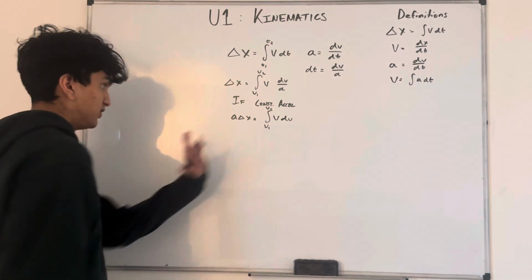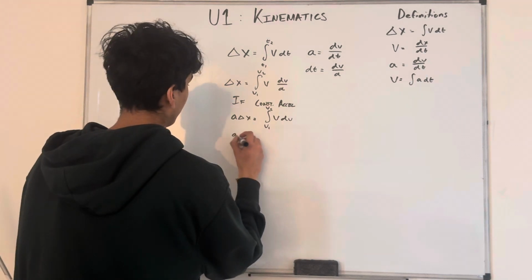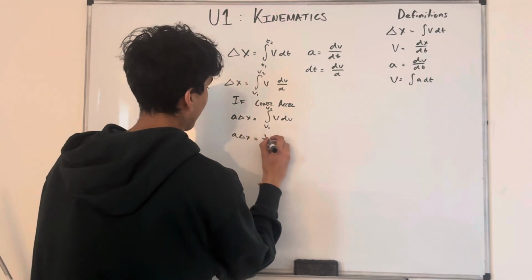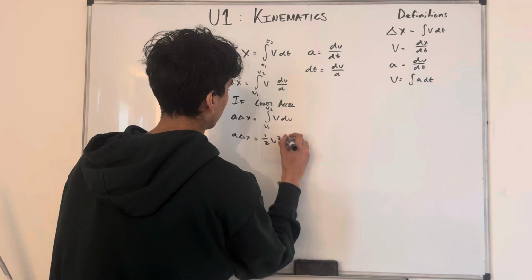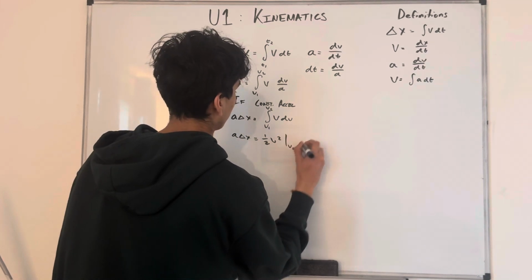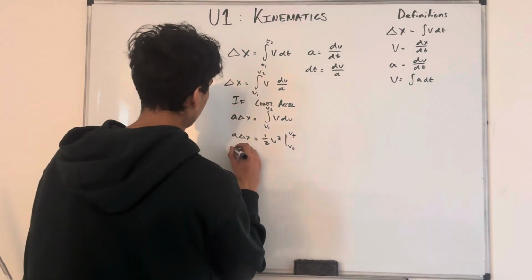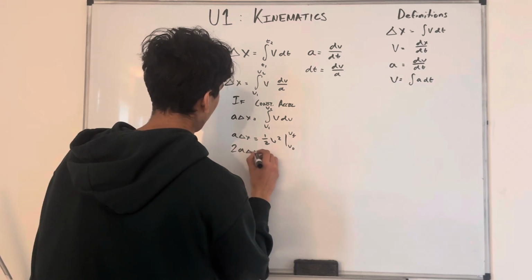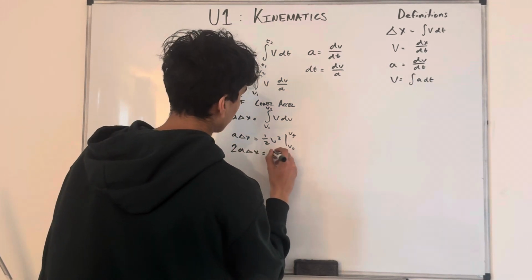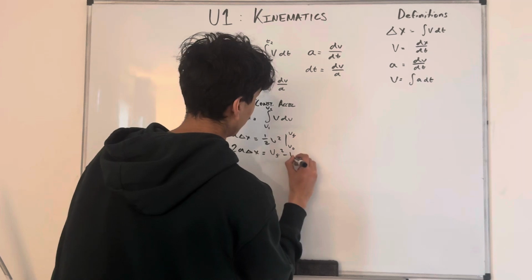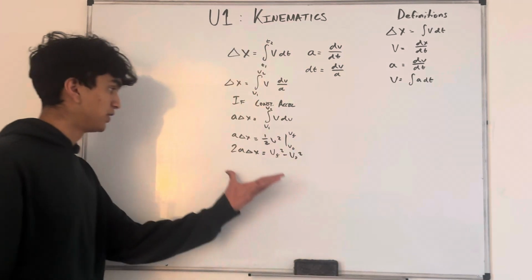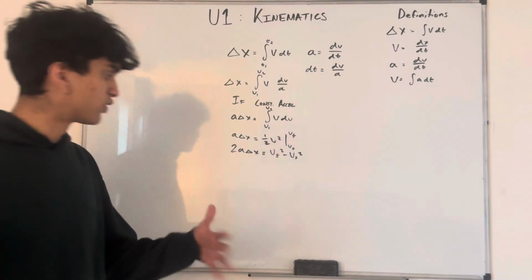And then to take this integral, it's a pretty simple one. It's a times change in x equals 1/2 v squared from v initial to v final really. And you can multiply the two, and you get 2 times a change in x equals v final squared minus v initial squared. So that's pretty nice, right? Now, this is one of the kinematics equations. Let's do a couple example problems.